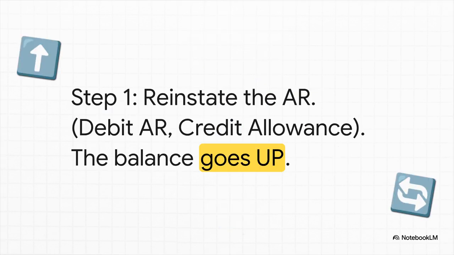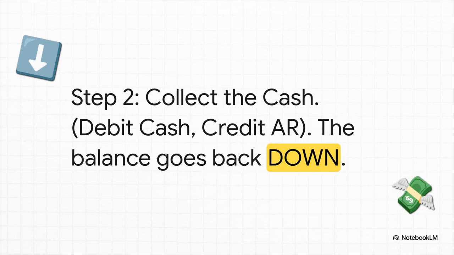See, the proper way to account for a recovery is actually a two-step dance. Step 1, you have to reverse the write-off. You put the receivable back on the books. That's a debit to AR. So for just a split second, your accounts receivable balance actually goes up. But then, boom, immediately in step 2, you record the cash you just received. That's a credit to accounts receivable. So the exact same amount that you just added to AR, you're now taking right back out.